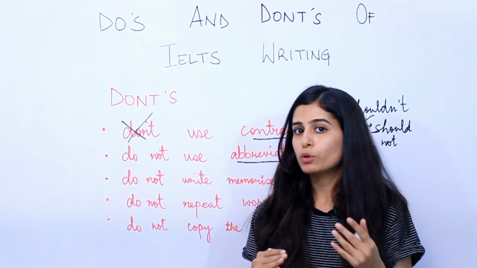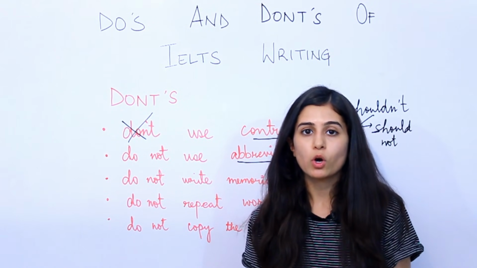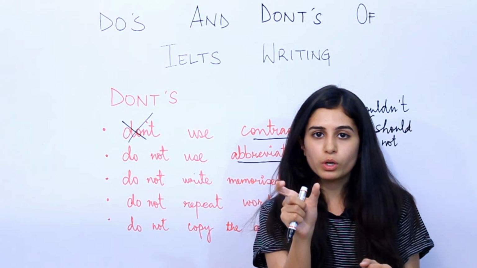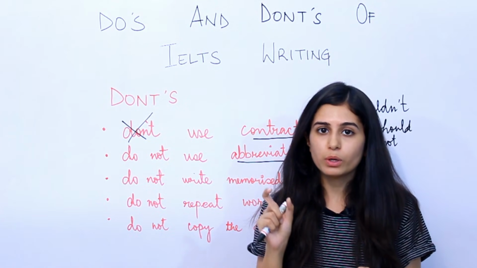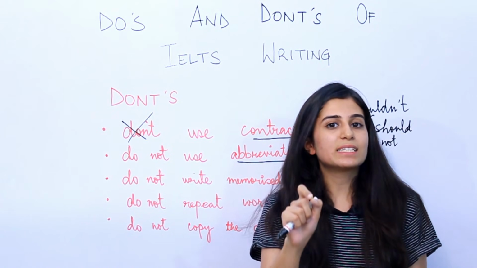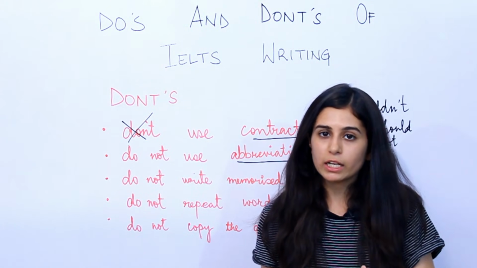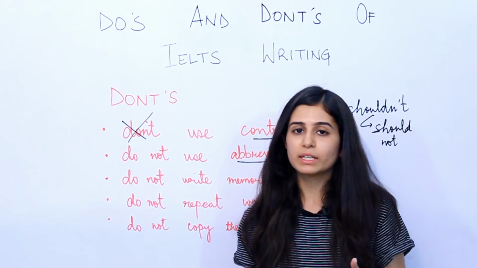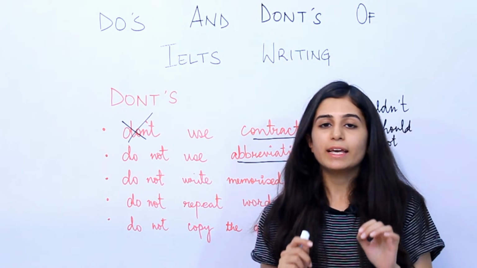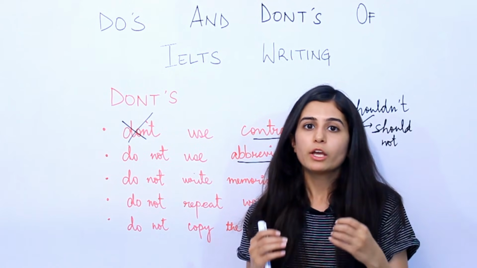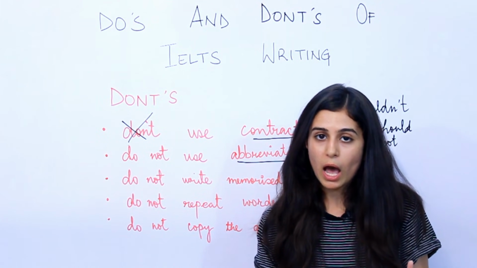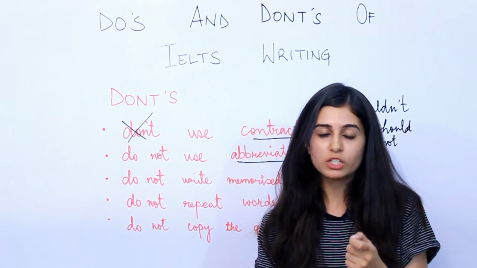Why do we have to use variety of words? Because only through those 250 words in your essay and 150 words in your letter will the examiner know the amount of English that you know. So if you keep using the same words again and again, the examiner would not get to know the range of vocabulary that you have or the command over the language that you hold.